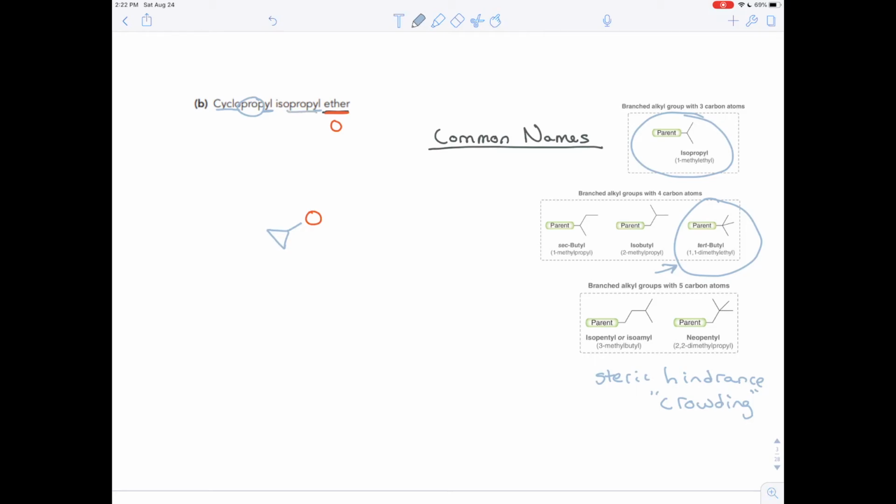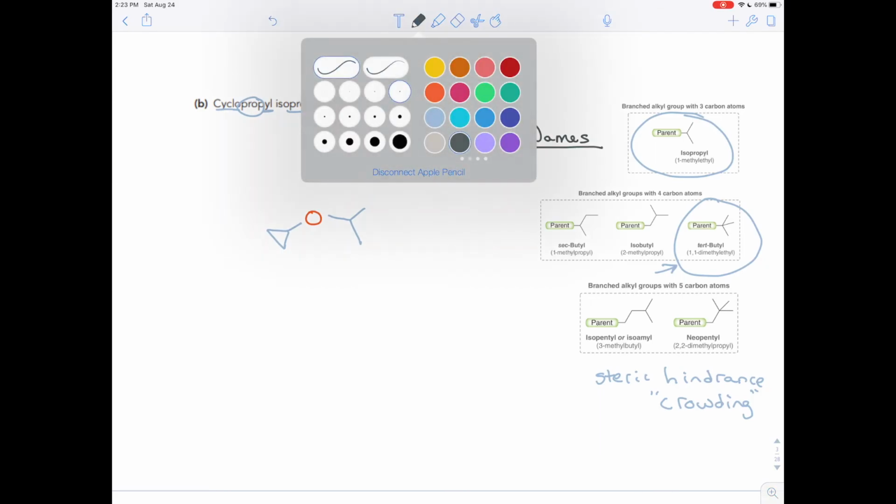So that's what they have here, and really it's just 3 carbons that fork. And so that's our other branch. So we have our cyclopropyl branch, our isopropyl branch, and then the ether oxygen backbone. And so that is this whole molecule.